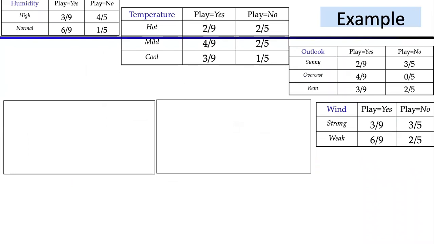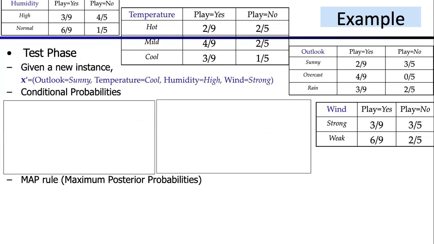These tables have been learned, or these tables have been calculated from your probability distribution table, complete probability distribution table, and now I want to find out the answer to this query. The query is that I want to find out whether a person will play tennis or not given this X bar. And what is this X bar? X bar is that outlook is sunny, temperature is cool, humidity is high, and winds are strong. So if these are the conditions, then whether a person will play tennis or not.